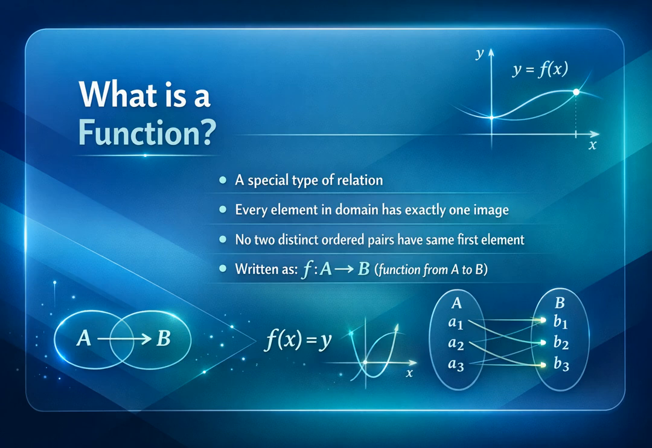Now we come to functions, a special and very important type of relation. A function from set A to set B is a relation where every element in A has exactly one image in B. No element can have two different images, and every element must have an image. We write this as f: A → B.